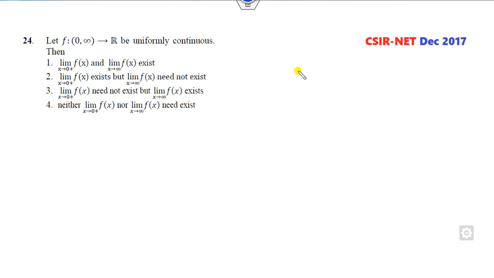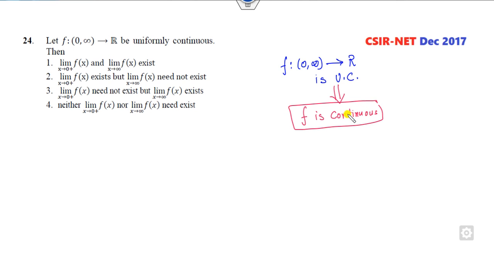Okay, look at this one. F is a mapping from 0 to infinity to R and is uniformly continuous. So what is the meaning of that? If F is uniformly continuous, it means F is continuous as well. So what is the meaning of continuous? It means it is continuous on the interval. Whenever the function is continuous, then the limit at 0 positive, whatever the inside portion, always exists. That's the meaning of continuous.